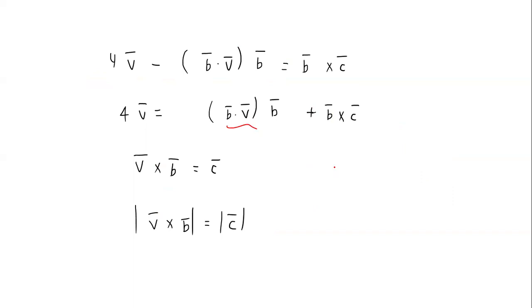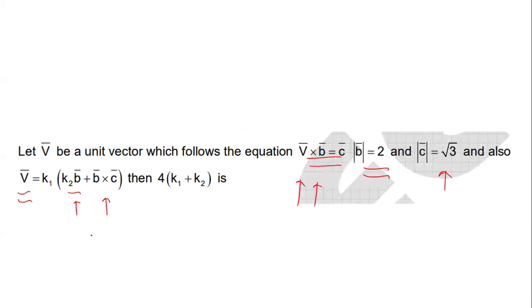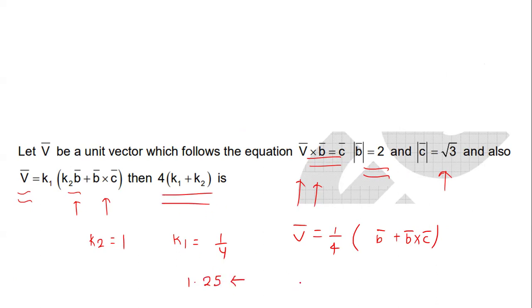So now we can put this dot product value here, so it will become like 4 times v vector is equal to this 1 times b vector plus b cross c, and here we can express this v vector in this way. Now if you compare with the problem, here you can easily see that this k2 is 1 and k1 is 1 by 4, because we found out v vector is 1 by 4 times b vector plus b cross c vector. So from here you can find out the value of k1 plus k2, it is 1.25, and if you multiply by 4, this will come as 5. So the final answer is 5.